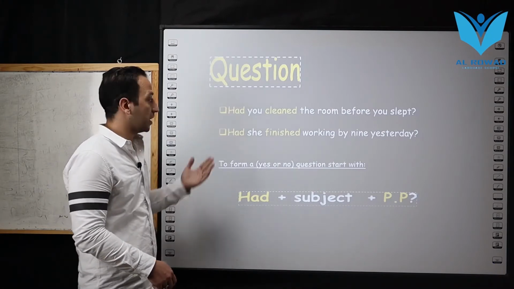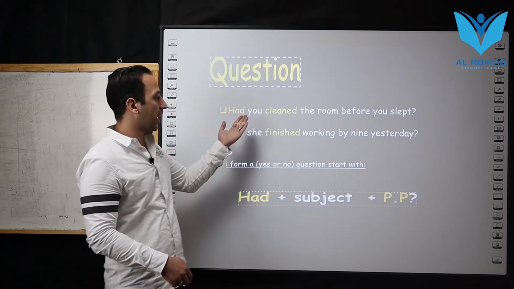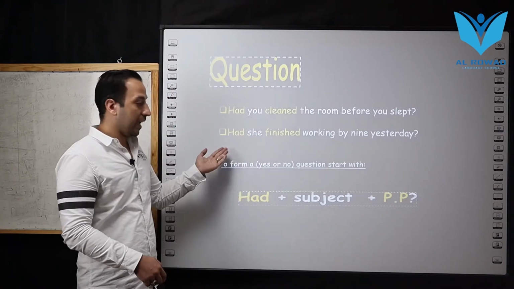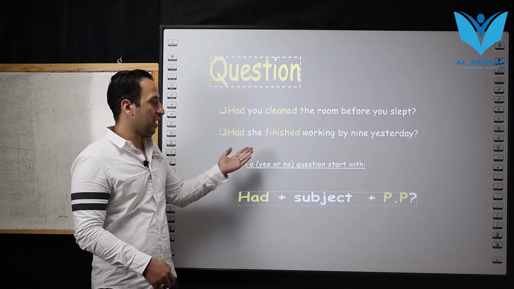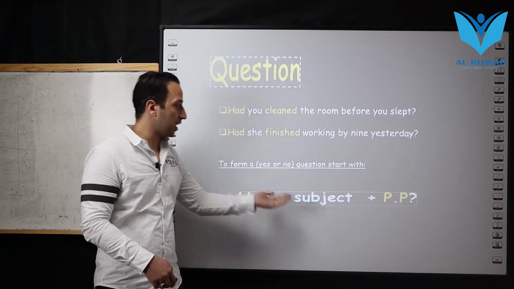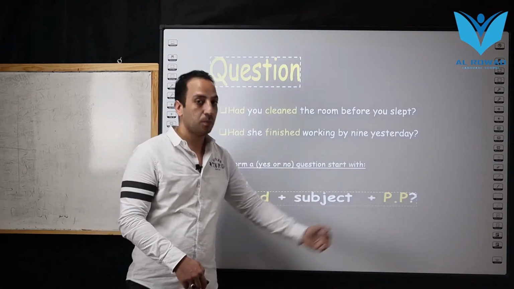You here is the subject. I started with had. After had, I put the subject. After that, the past perfect. Again, another example. Had she finished? I started with had. After that, the subject. After that, the past participle.